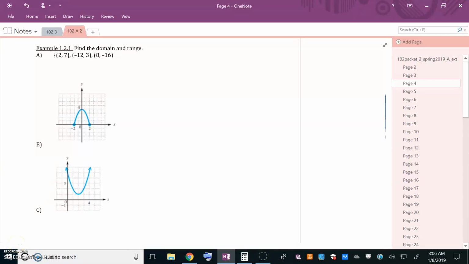Math 102, example 1.2.1. We'd like to find domain and range. Domain is basically just the x values, and range is the y values.